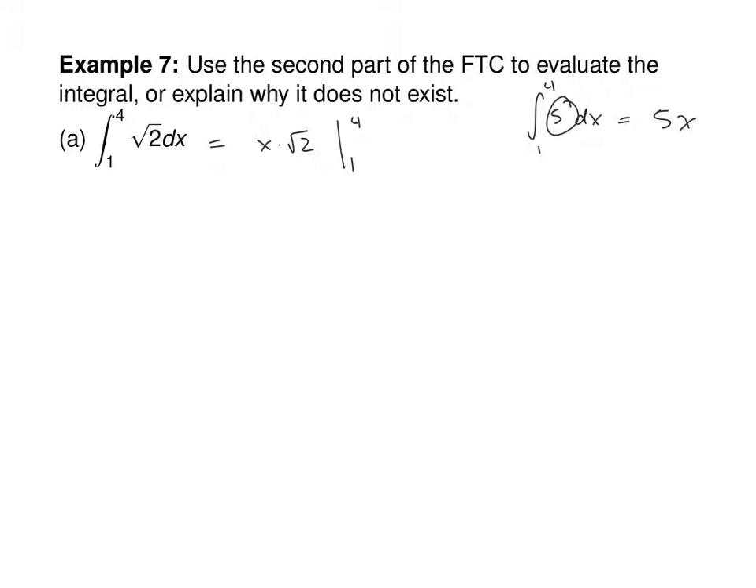So 1 to 4. And so I think that's then 4 root 2 minus 1 root 2, which is 4 root 2 minus root 2, which is 3 root 2, yes? Yes. So don't be weirded out. The antiderivative of a constant is the constant times x, even if the constants are weird things.